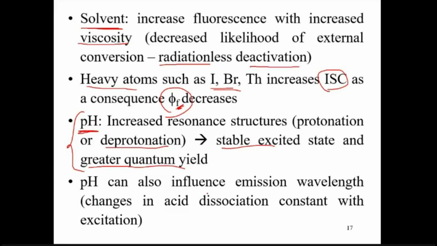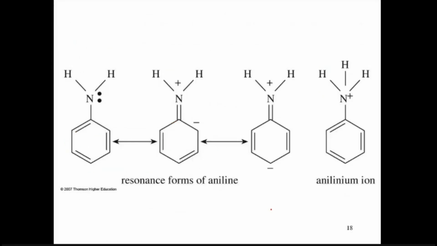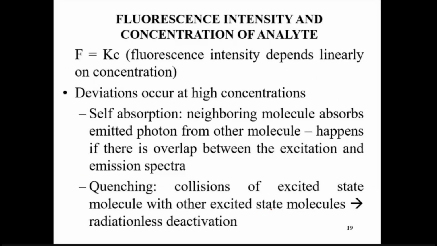pH also influences the emission wavelength, that is, changes in acid dissociation constant with excitation. See, if you change the structure of the molecule by any means, here it is pH, the characteristic wavelength will change. Some examples are given here. Okay, this point we will cover next lecture: fluorescence intensity and concentration of the analyte.